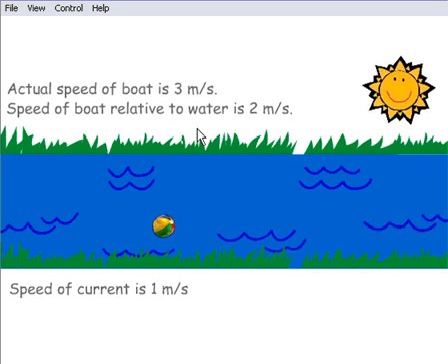Okay? So hopefully this clears things up regarding whether it is the speed in still water, and why the speed in still water is always the relative speed, always the speed relative to the wind or relative to the water.